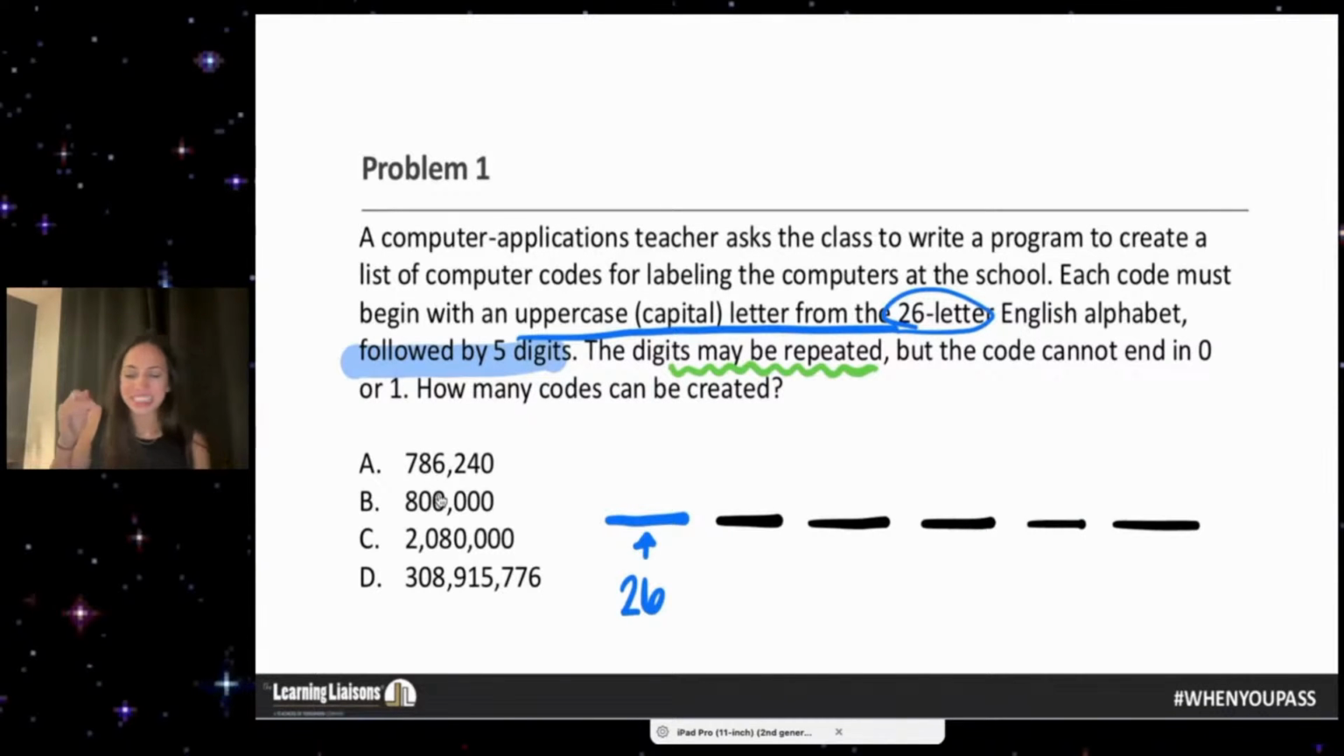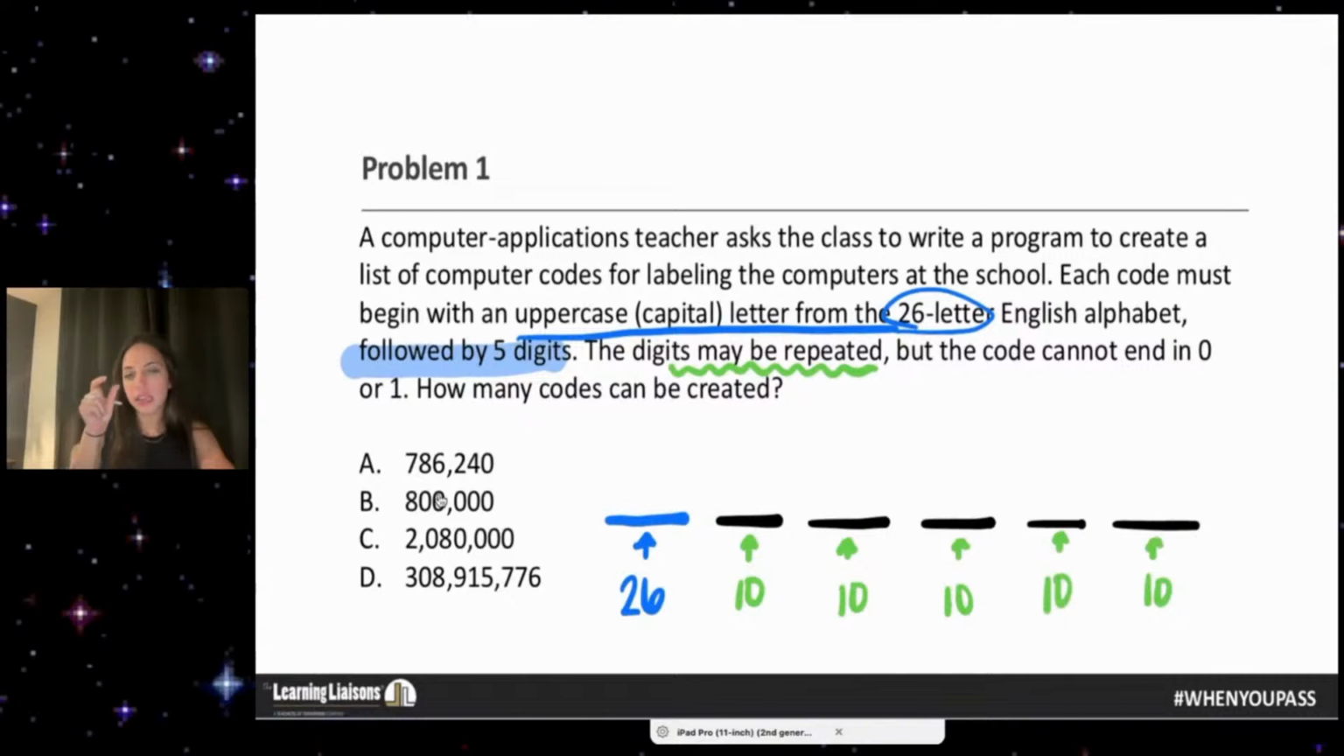It doesn't say that they can't ever be repeated. So how many digits are there? A digit is a singular number that sits in a place value. You have 1, 2, 3, 4, 5, 6, 7, 8, 9. 10 is not a digit because it has 2 spots being taken up, but 0 is a digit. So we still have 10 options. I have 10 options for this spot, 10 options for this spot, 10 options for this spot, 10 options for this spot, 10 options for this spot.